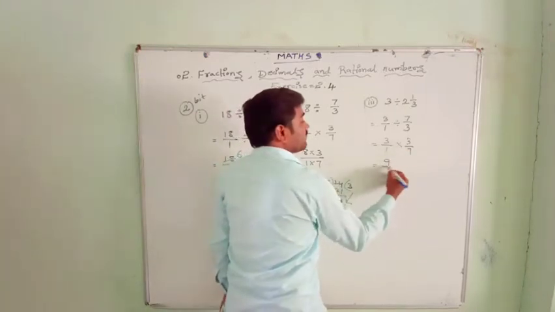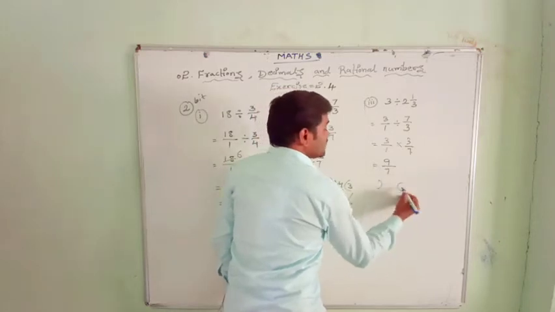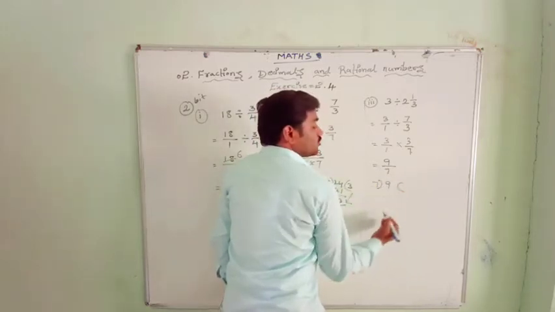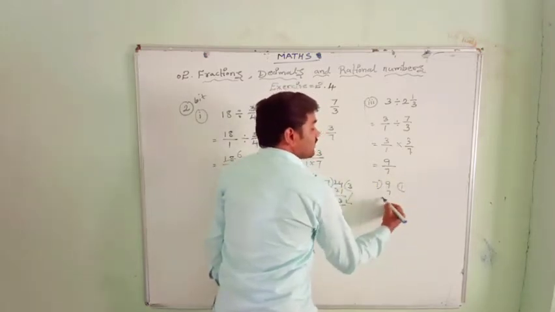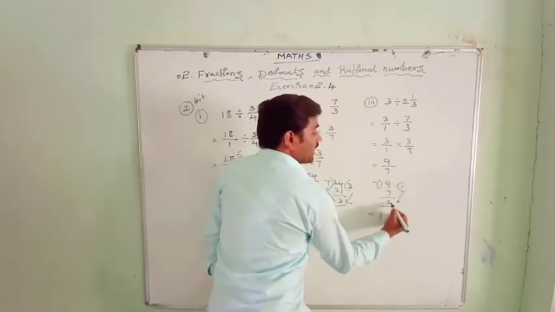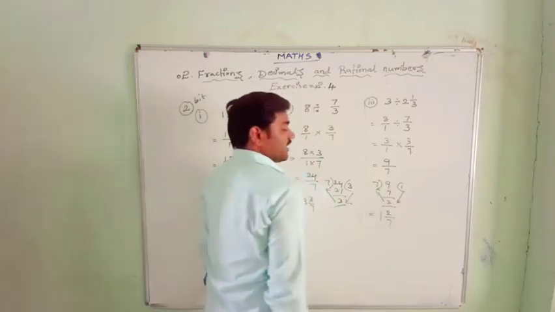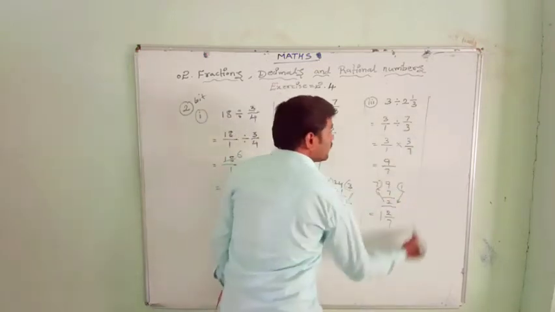Now easily you can do it. 3 into 3 is 9 and 1 into 7 is 7, and you change this improper fraction into a mixed fraction. 7 ones are 7, so remainder 2. This one becomes the whole part and this remainder becomes the numerator part, and this divisor becomes the denominator part. 1 whole 1 by 2 is the answer.